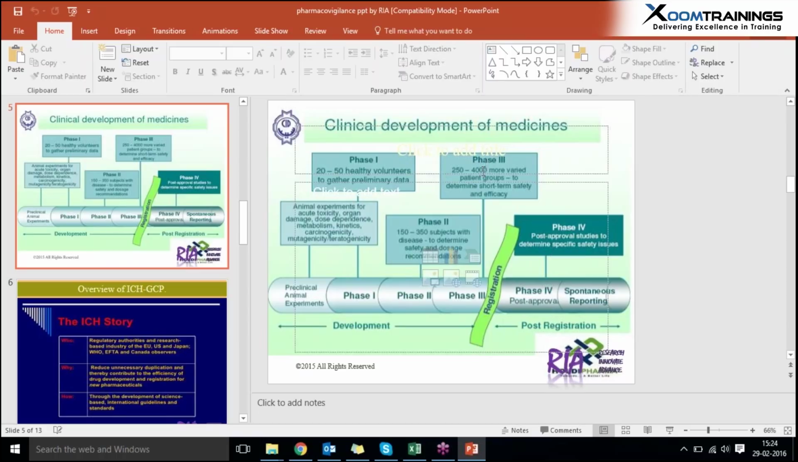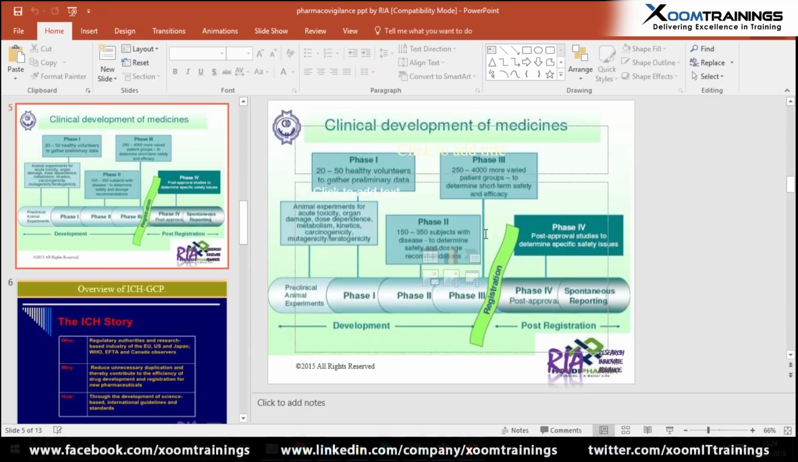And after avoiding that bias, that means confusions, by doing the randomization and the blinding of the studies, we will get accurate information. After getting that accurate information, the data will be submitted to the FDA, and then we are going to get the approval. If the data satisfies the FDA, then we will get the approval for marketing our drug. We will register our drug and we are going to market our drug.